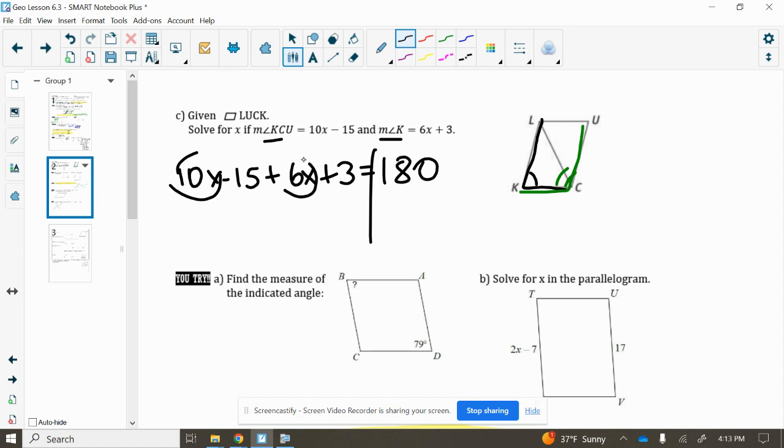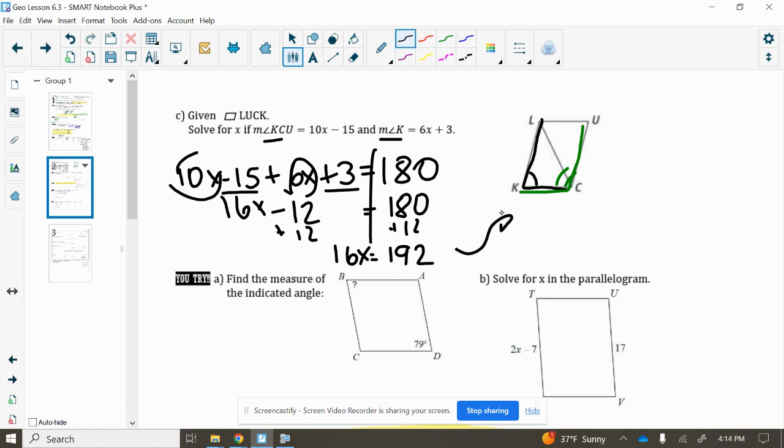So we have 10x plus 6x is 16x, negative 15 plus 3 is negative 12. If we add 12 to both sides, we get 16x equals 192. And then last but not least, after we divide 192 by 16, we get x to be 12, which is our final answer this time.